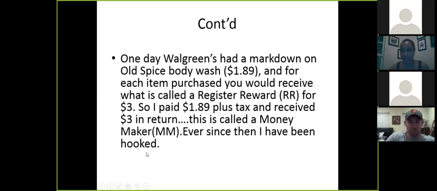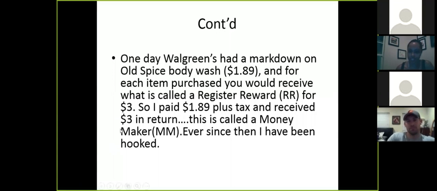Okay, so this is really how I started. One day, Walgreens had a sale on Old Spice body wash, and it was actually a markdown item. It was like $1.89, and Walgreens has what's called register rewards. They were offering a $3 back register reward. So for every bottle of body wash you bought at $1.89, Walgreens was actually giving me $3 back. That's what we call a money maker. I must have bought the entire stock they had, probably like 15 bottles. So I'm paying $1.89 plus tax, and I'm getting $3 back.